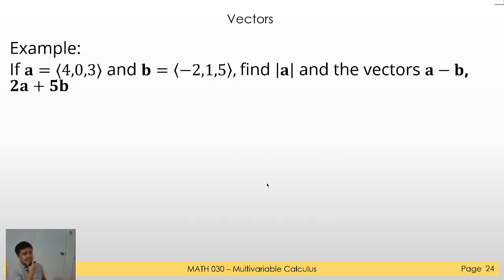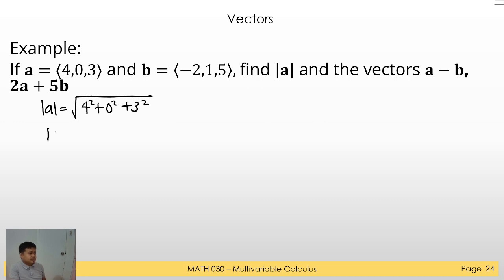Now let's have this example problem. Given vector A and vector B, find the length of A, and the vectors A minus B and 2A plus 5B. How do we find the length of A? It will be equal to, again, the square root of the sum of the squares of its components. So we will just square this.